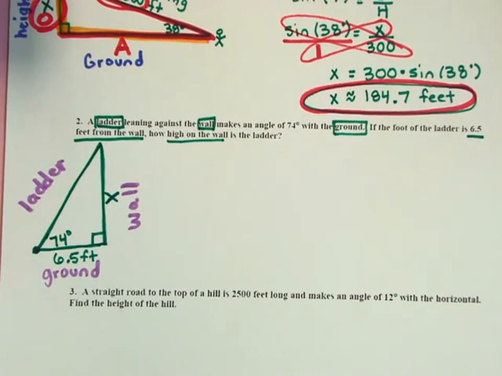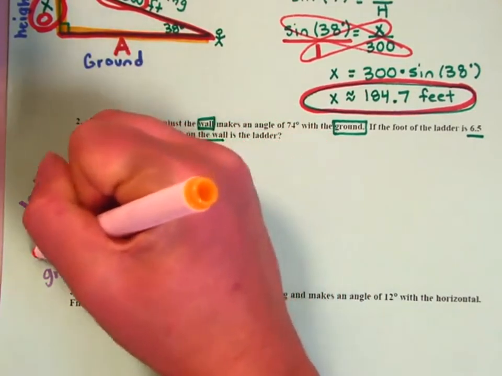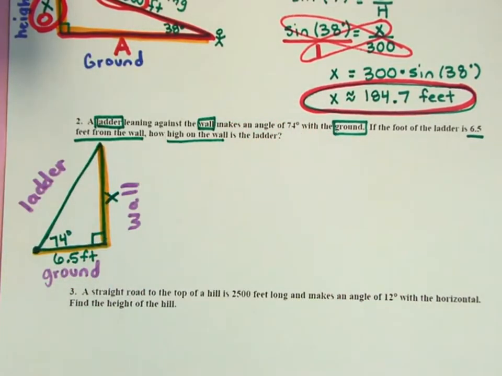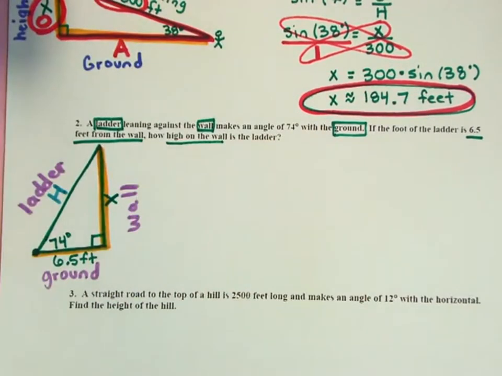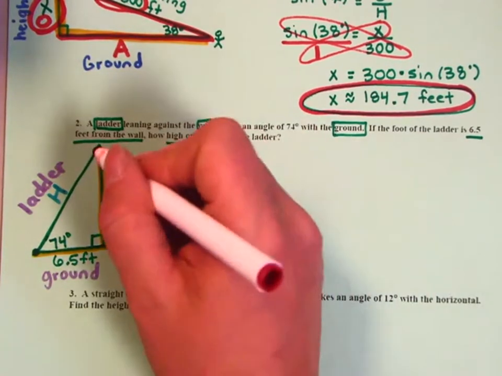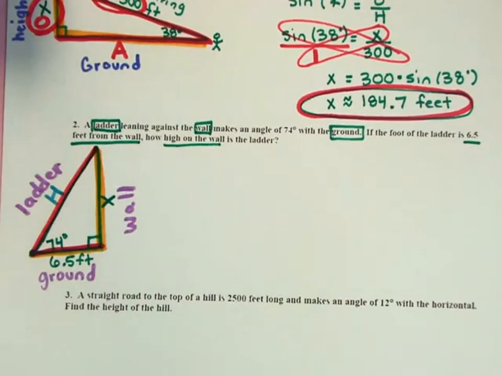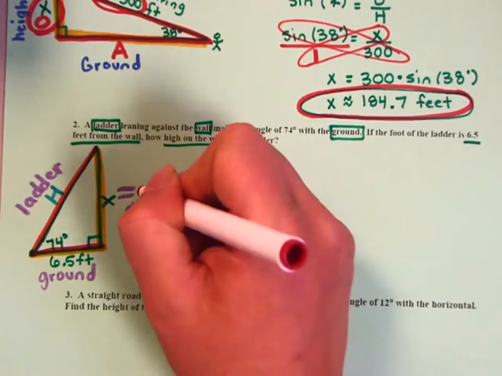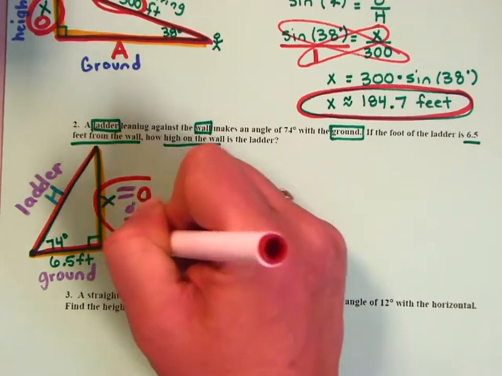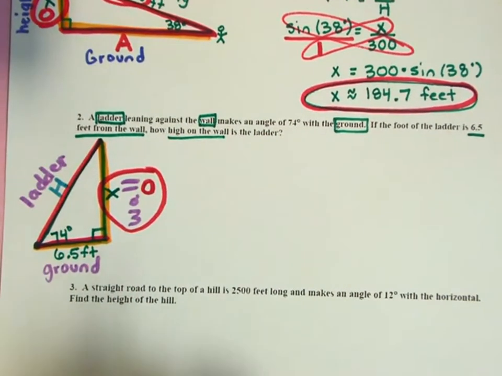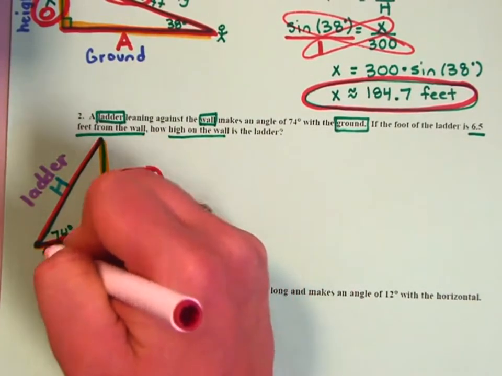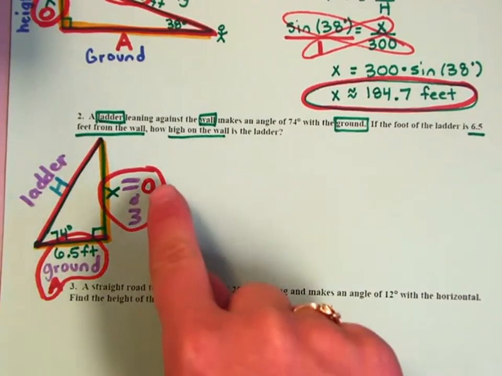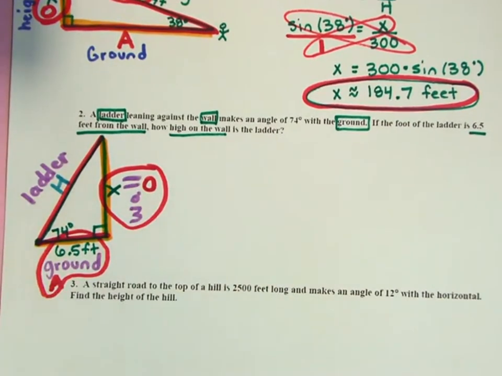So now let's determine the trig function. So which side is my hypotenuse? The ladder is my hypotenuse. Which side, Alexis, is my opposite? X, the wall, is my opposite. And that means the ground is my adjacent. Very good. Okay, I have my opposite and my adjacent with information about them.